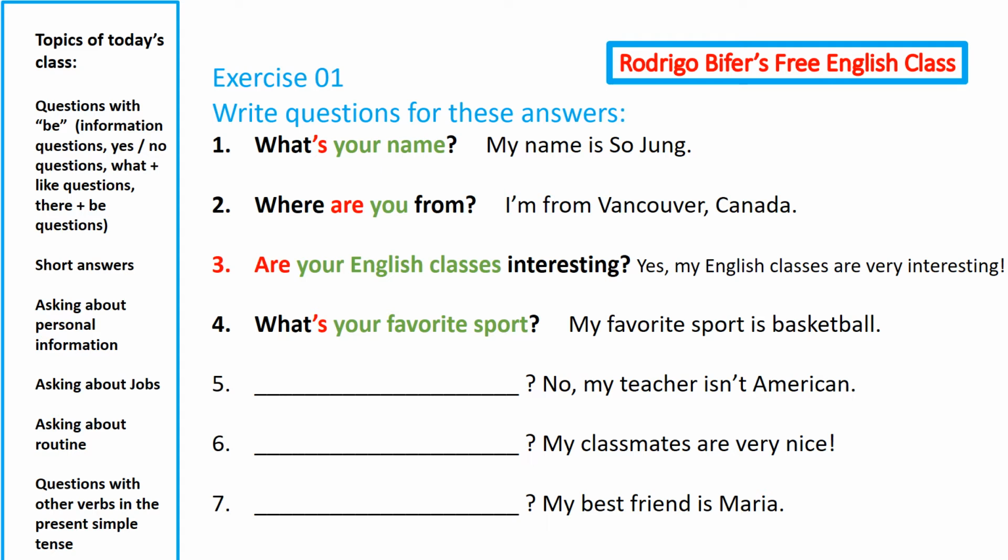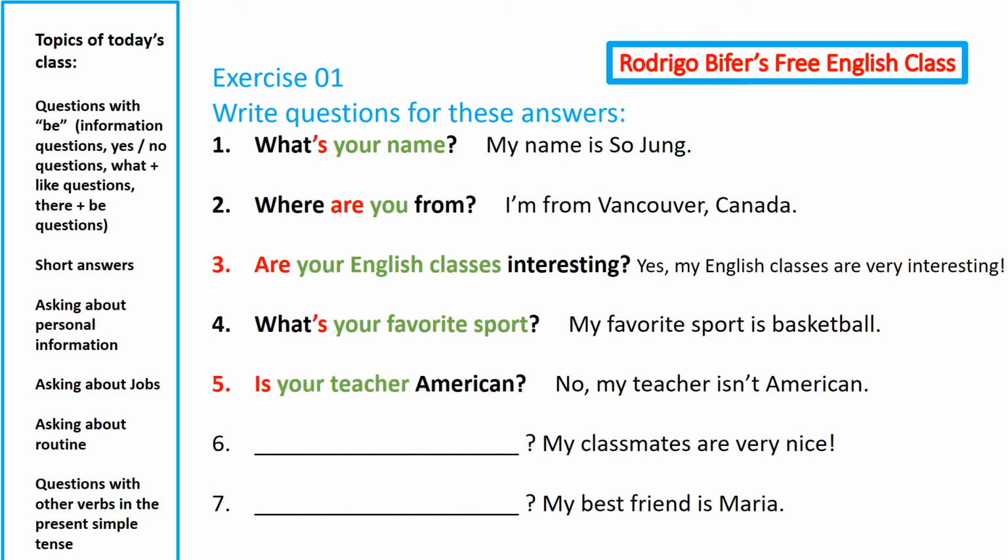All right, let's go to number 5. Here you have an answer beginning with no. So this is a yes/no question, and the answer here is no. No, my teacher isn't American. All right, what do you think the question will be? I'll give you some time to think about it. And the best question, in my opinion, is: is your teacher American? No, my teacher isn't American.